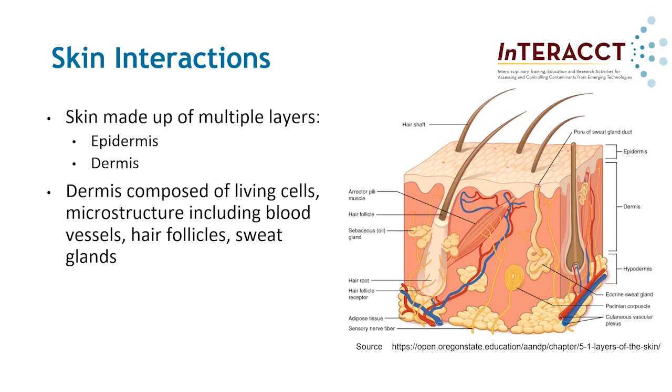The skin is made up of multiple layers. It's the largest organ in the body. The outer layer, the stratum corneum, or epidermis, is made up of a layer of dead skin cells, or keratinocytes, and is water resistant. The inner layer is called the dermis, and it's composed of the living cells, including the blood vessels, nerves, hair follicles, and sweat glands that serve as the microstructure of the skin.